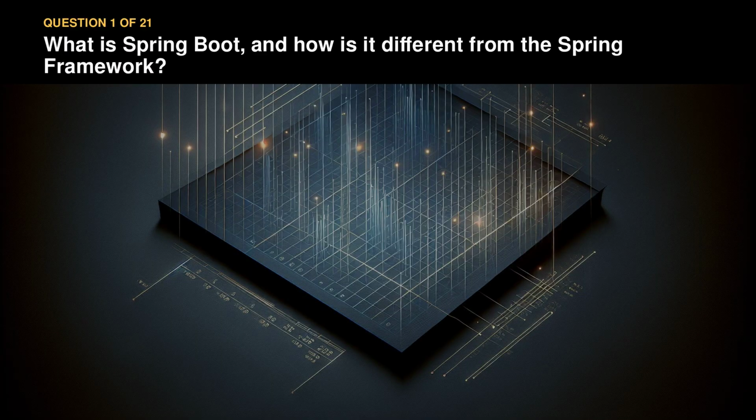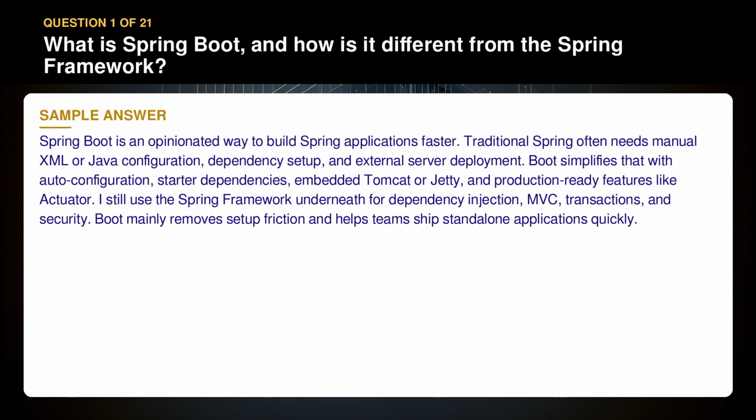Question 1. What is Spring Boot, and how is it different from the Spring framework? Spring Boot is an opinionated way to build Spring applications faster. Traditional Spring often needs manual XML or Java configuration, dependency setup, and external server deployment. Boot simplifies that with auto-configuration, starter dependencies, embedded Tomcat or Jetty, and production-ready features like Actuator.